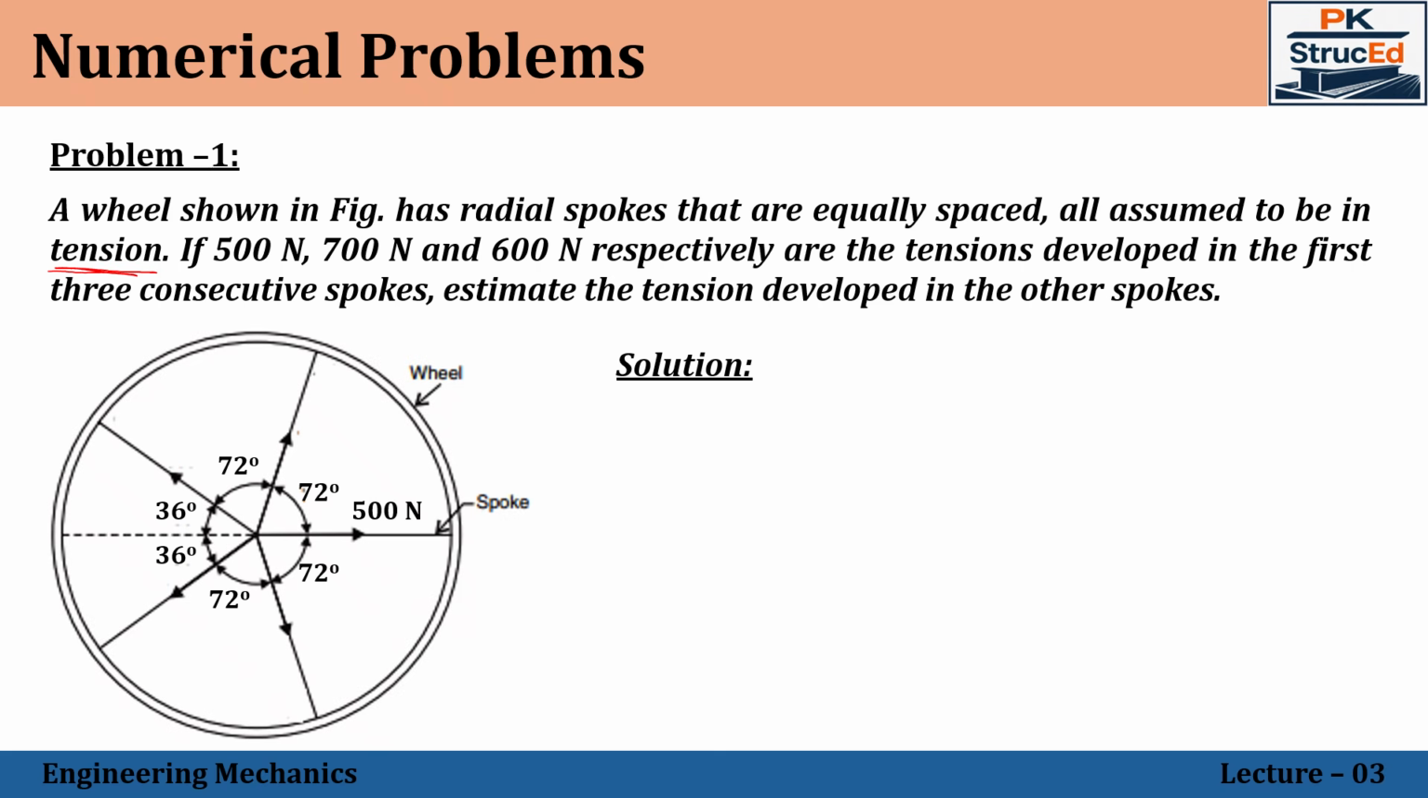One more thing, we can take these forces from any spoke in a radial direction. But if a problem has been given without specifying the forces in the figure itself, you can assume any one point as the base. Let me assume this is the base, 500 Newton. The second force will be given here, 700 Newton. The third one will be 600 Newton. And the unknowns, let me take them as F1 and F2. So now let us draw the free body diagram of the wheel center.